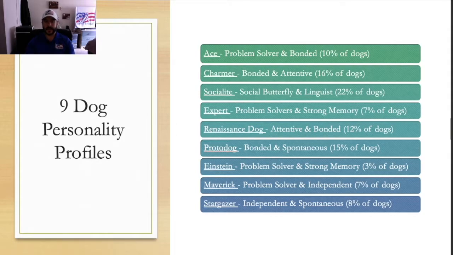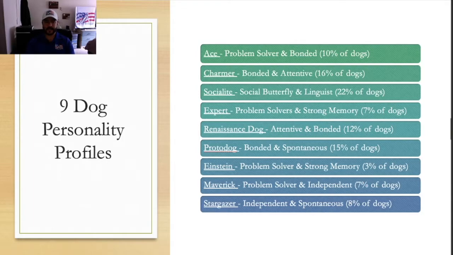All right, so as you can see by looking at this, there are many differences between all the different profiles. For instance, we'll go with Ace, the very first one, which is a problem solver and is bonded, and that's about 10% of dogs. Then if you look at Charmer, Charmer is also bonded, but they're also attentive, and that makes up about 16% of dogs. And as you can see, it just keeps on going, so on and so forth.